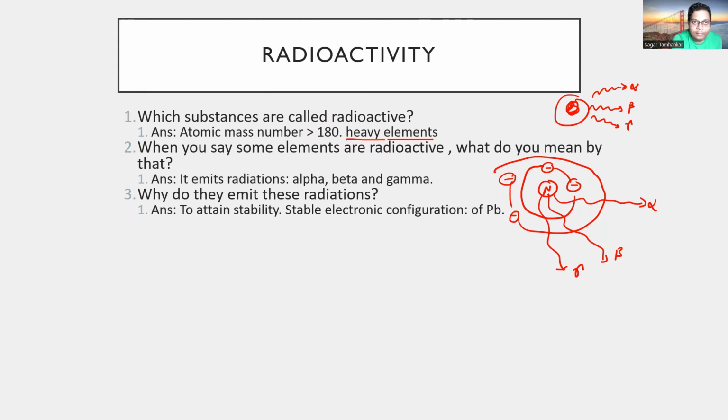Yes, sir. Basically, inside the nucleus, the neutrons and protons are the ones that are emitting these radiations? Yes, the nucleus is giving out alpha, beta, gamma radiation. So when I say radioactivity, I'm talking about alpha, beta, gamma, and these radiations are given out by the nucleus.